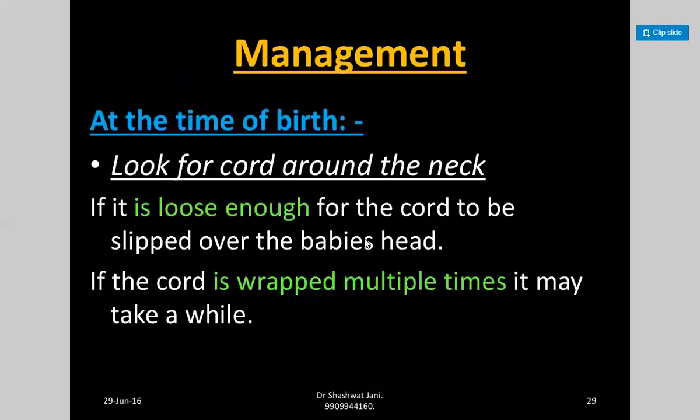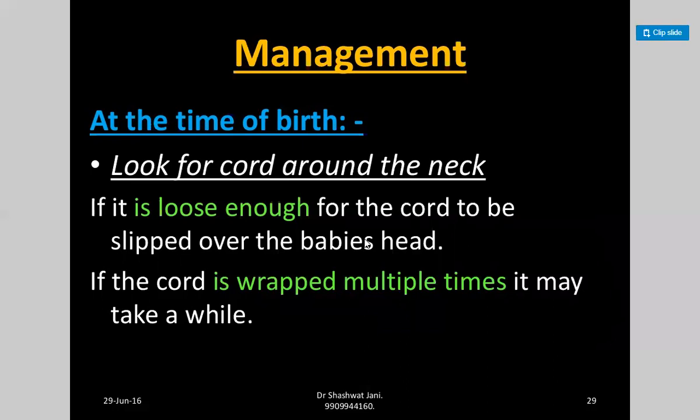And what is the management? What we have to do is, at the time of birth, look for cord around the neck. If it is loose enough for the cord to be slipped over the baby's head, it automatically slips. But if the cord is wrapped multiple times, then it takes some time.